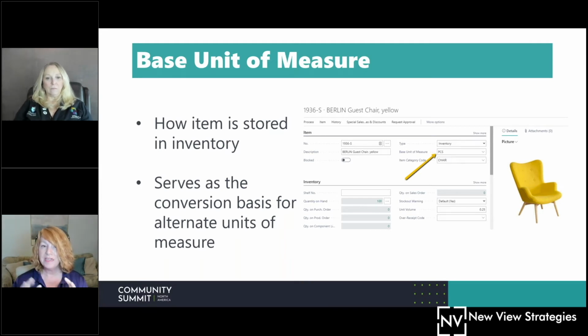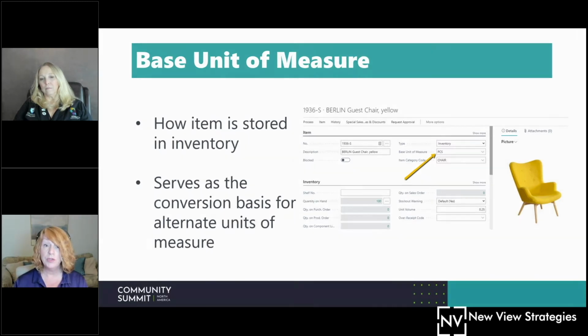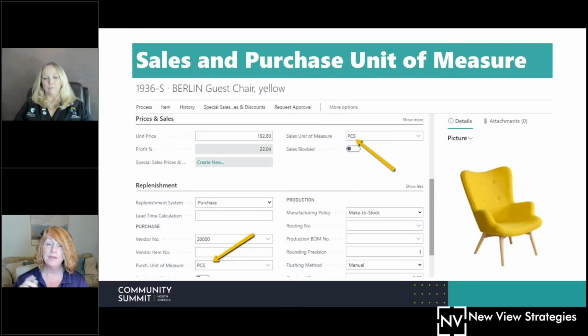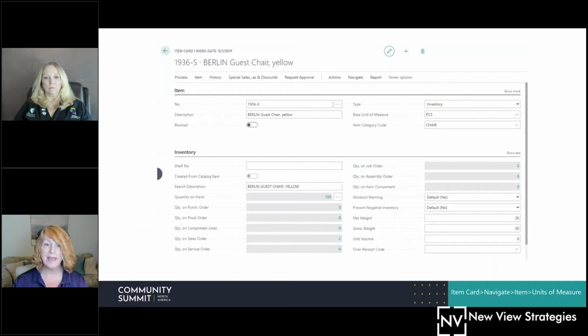Before we get into those alternate units of measure, there are also two other places on the item card where you will find a unit of measure: the sales unit of measure and the purchase unit of measure. When you create that base unit of measure, the system automatically defaults it into these two units of measure. So if that's the only unit of measure you use, you don't have to worry about anything else. However, let's say maybe I purchase by the pallet and I sell by the box. So how do we set that up?